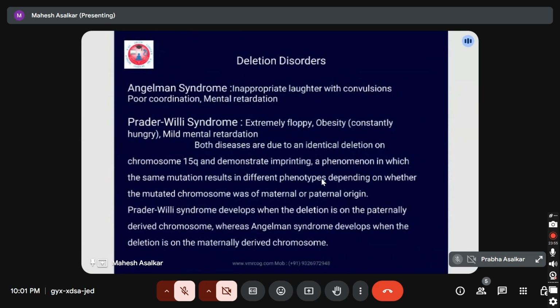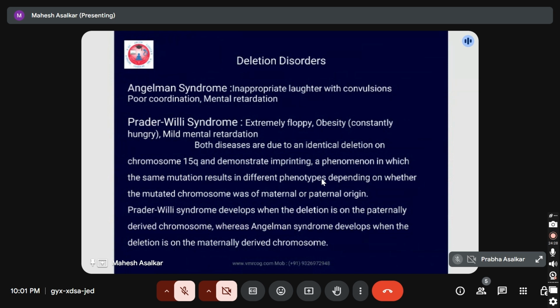Then coming to the deletion disorders. In deletion disorders, you have Angelman syndrome and Prader-Willi syndrome. In Angelman syndrome, there is inappropriate laughter with convulsions, poor coordination and mental retardation. In Prader-Willi syndrome, it is extremely floppy, obesity, constantly hungry, and mild mental retardation. So in Prader-Willi syndrome, there is mild mental retardation, but hypotonia and obesity, constantly hungry. So these are Prader-Willi syndrome features.